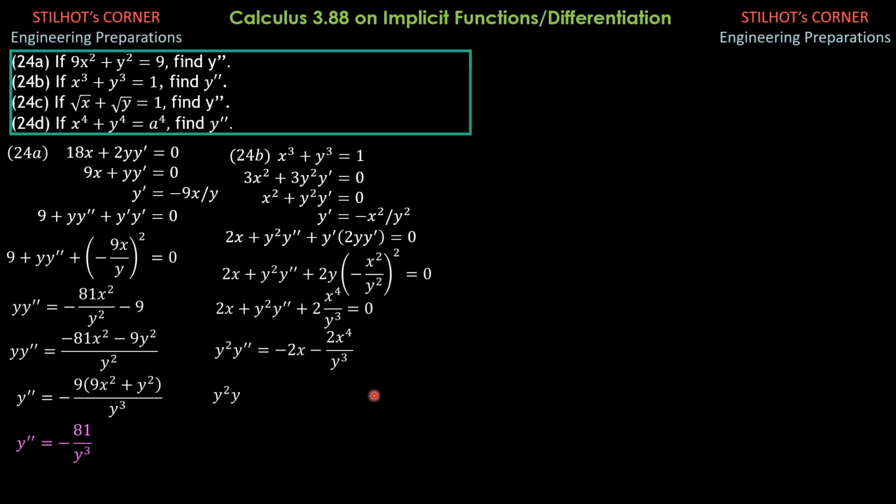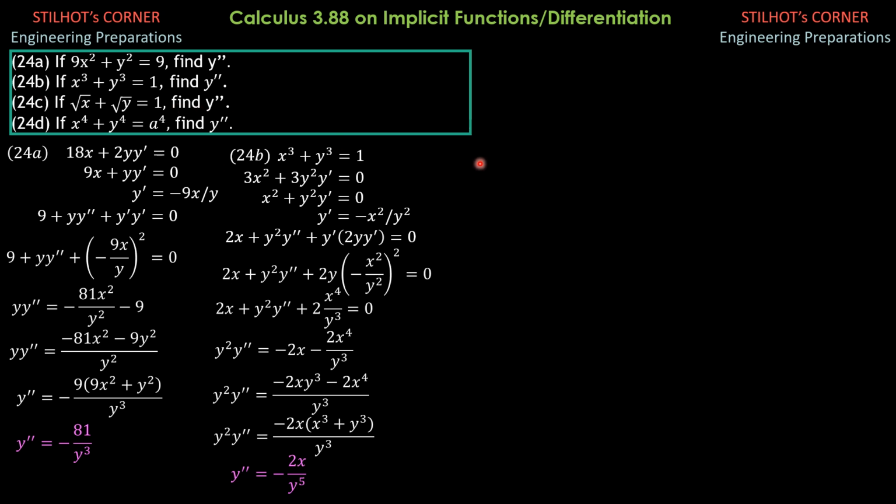Simplify by algebra, y squared y double prime equals negative 2x y cubed minus 2x to the fourth over y cubed. Factor out negative 2x in the numerator and write x cubed first plus y cubed. So y squared y double prime equals negative 2x times the quantity x cubed plus y cubed, all over y cubed. Finally, noting that x cubed plus y cubed equals 1, y double prime is negative 2x times 1 divided by y squared times y cubed. That's y to the fifth. So y double prime is negative 2x over y to the fifth.